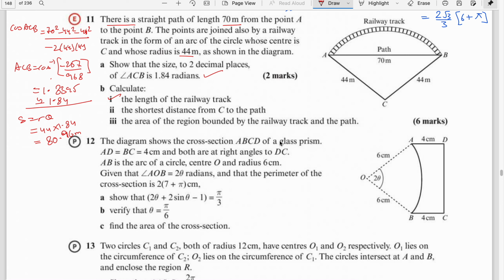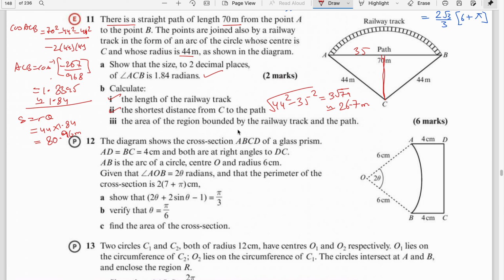The shortest distance from C to the path. So this is the vertical distance right here. So the half of 70 is 35. I'm using Pythagoras theorem. 44 square minus 35 squared, whole square root. This is 3 square root 79, approximately equal to 26.7 meters.